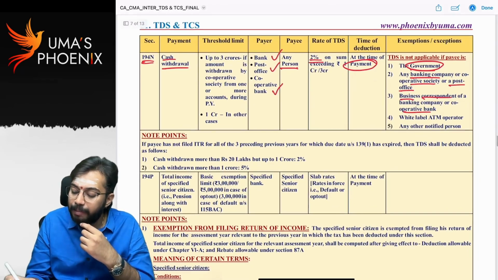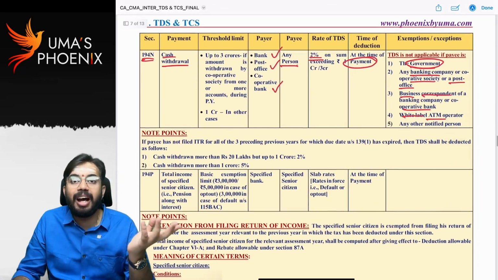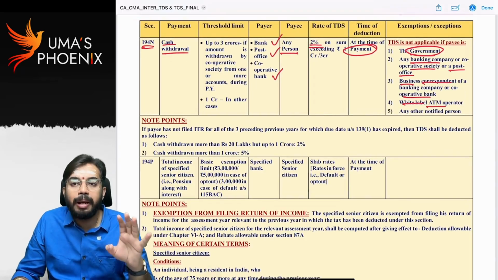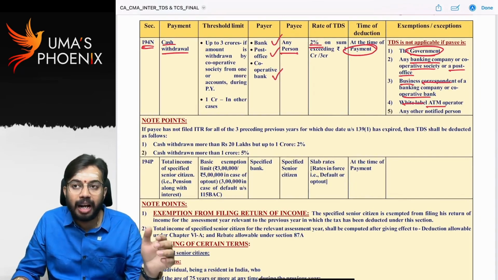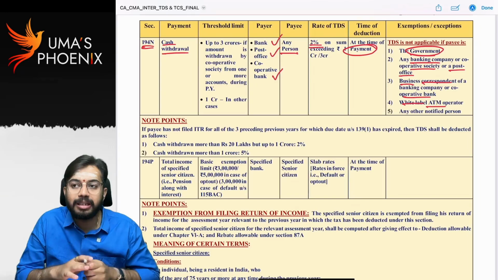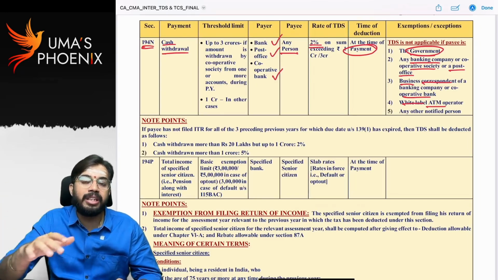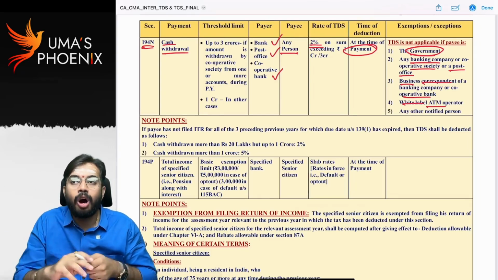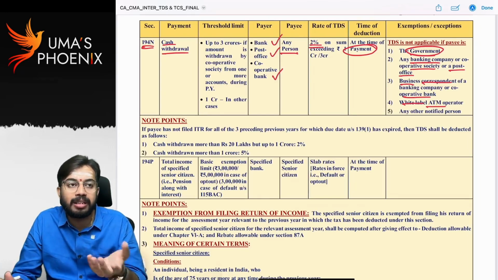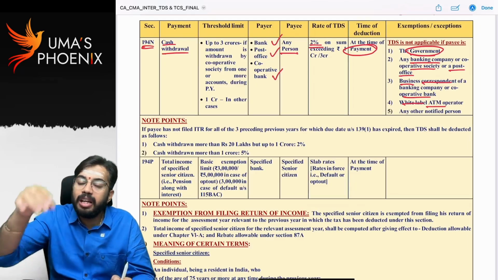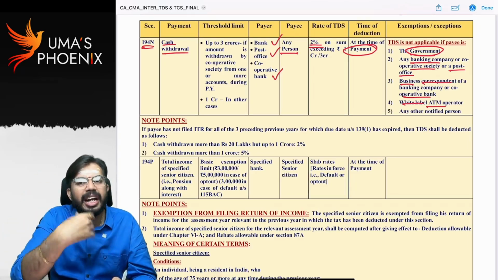Next, white label ATM operator. See, ATM vans will be there, right? For example, let's take Hyderabad. SBI main branch is there. The ATM operator will go to SBI main branch and withdraw 20 crore rupees. This 20 crore rupees will be deposited across 300 ATM machines that are there in Hyderabad. Now what is the job of white label ATM operators? They will go to the bank, withdraw money, and the withdrawn money will be deposited in various ATMs.